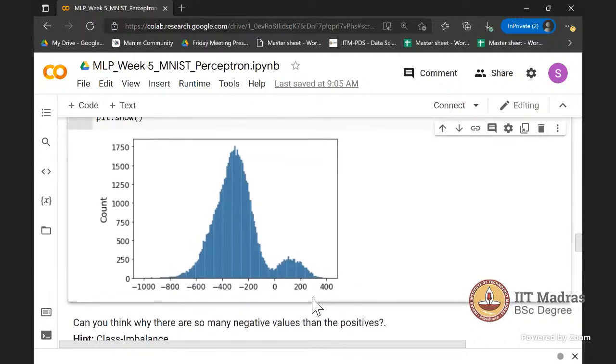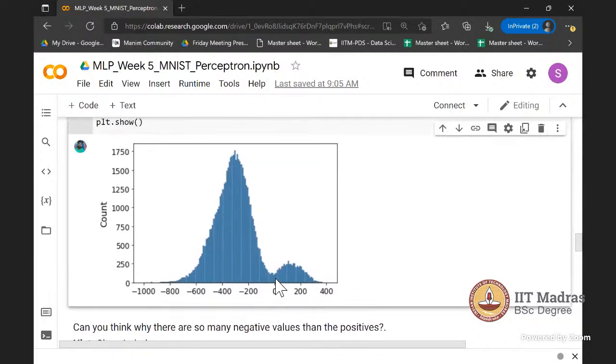Okay, so there's this nice question. If you look at this graph, you will see that it is a right skewed distribution. Very few samples have scores of 0 or more, and there are many samples which have scores lower than 0. Can anybody try to guess why that is so? Actually, there are only 10% positive samples and 90% negative samples. Exactly. That's why we are getting this imbalanced distribution.